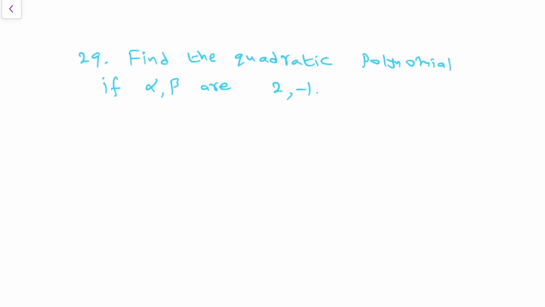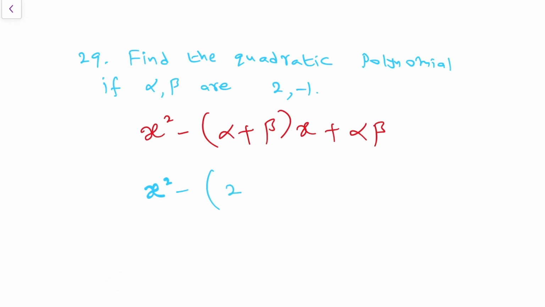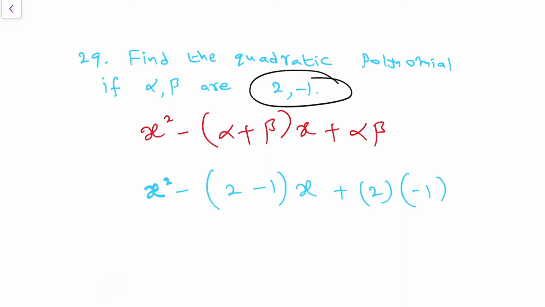Find the quadratic polynomial if alpha comma beta, nothing but zeros, are given as 2 comma minus 1. So when two zeros are given, we need to write one quadratic polynomial, or simply polynomial. So we have a formula, that is x square minus alpha plus beta into x plus alpha beta. X square as it is, minus alpha is given as 2, beta minus 1, into x plus alpha 2 into beta minus 1. Those are given in the question only directly. I am not creating anything new here.